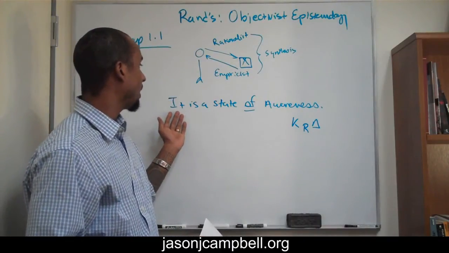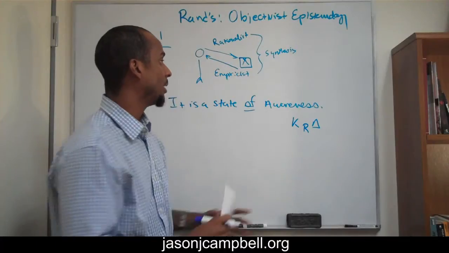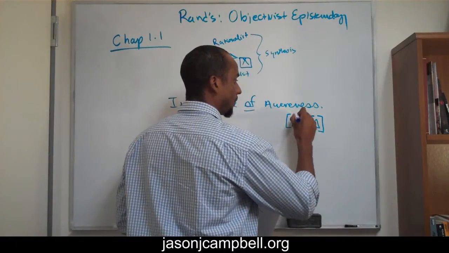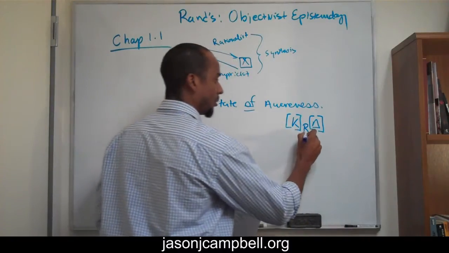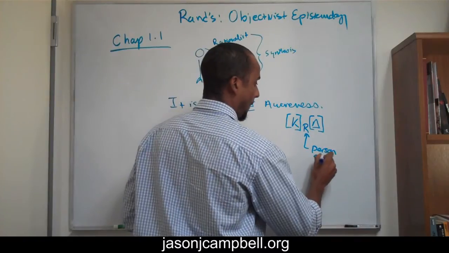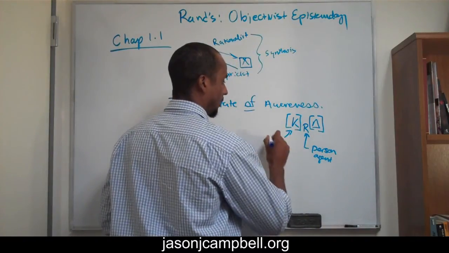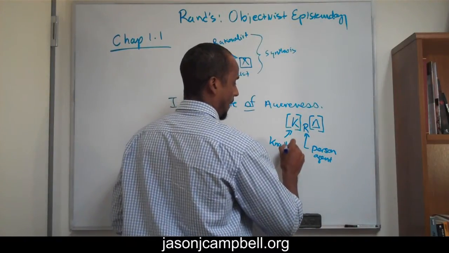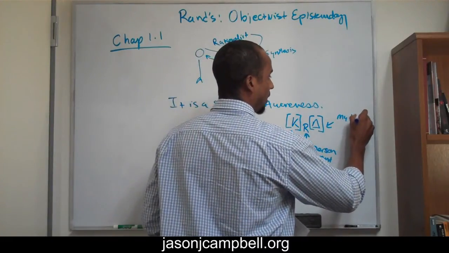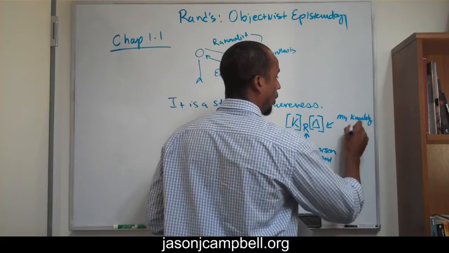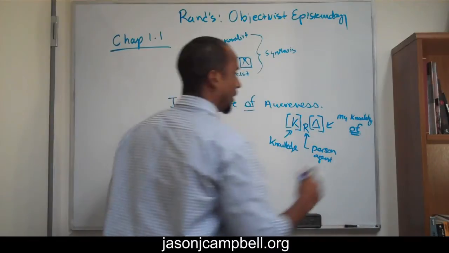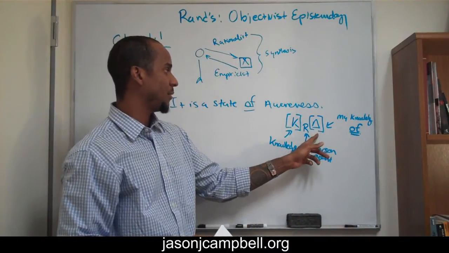So it is a state of awareness, right? This awareness is constituted by this, and by this. This is the person, or the agent. This is my knowledge, and this is my knowledge of, right? My knowledge of something. In this case, it's my knowledge of some state of affairs delta.